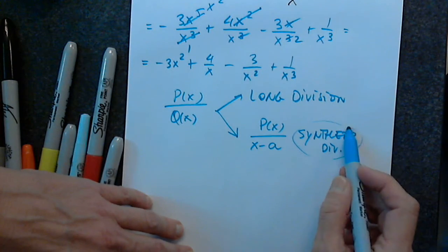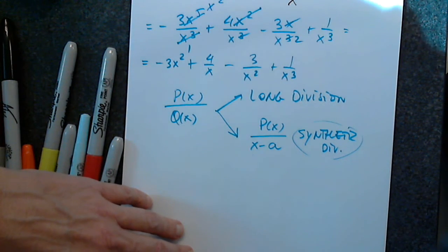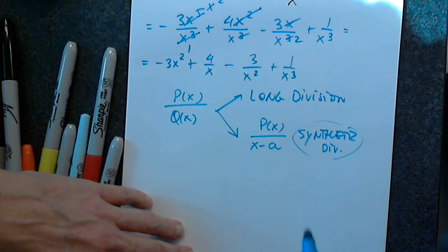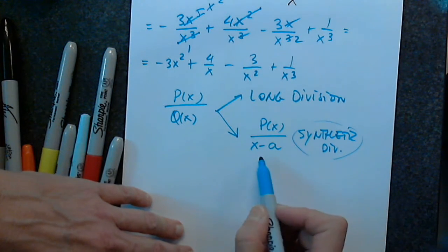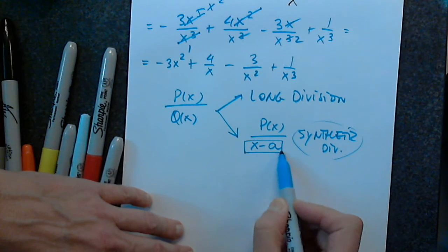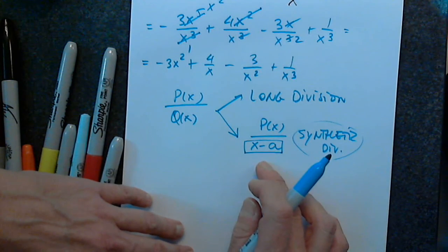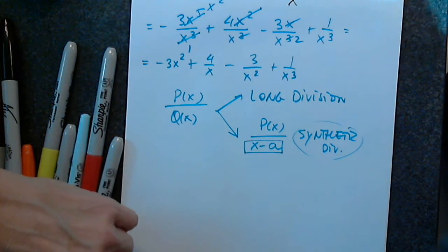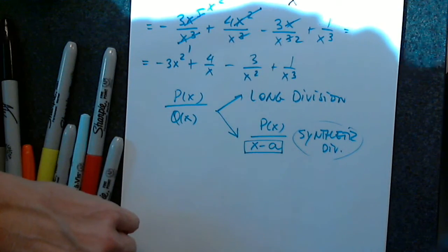So synthetic division has limited applications. It can be applied only if the denominator looks like this. If the denominator is x squared minus 5, we cannot apply synthetic division.